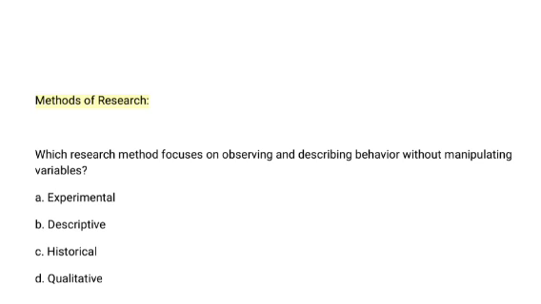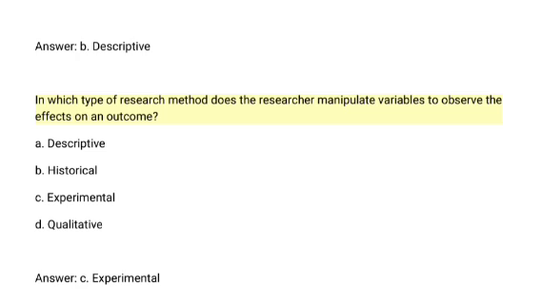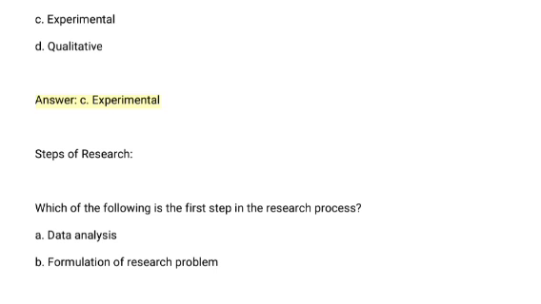Methods of research. Which research method focuses on observing and describing behavior without manipulating variables? A. Experimental. B. Descriptive. C. Historical. D. Qualitative. Answer. B. Descriptive. In which type of research method does the researcher manipulate variables to observe the effects on an outcome? A. Descriptive. B. Historical. C. Experimental. D. Qualitative. Answer. C. Experimental.